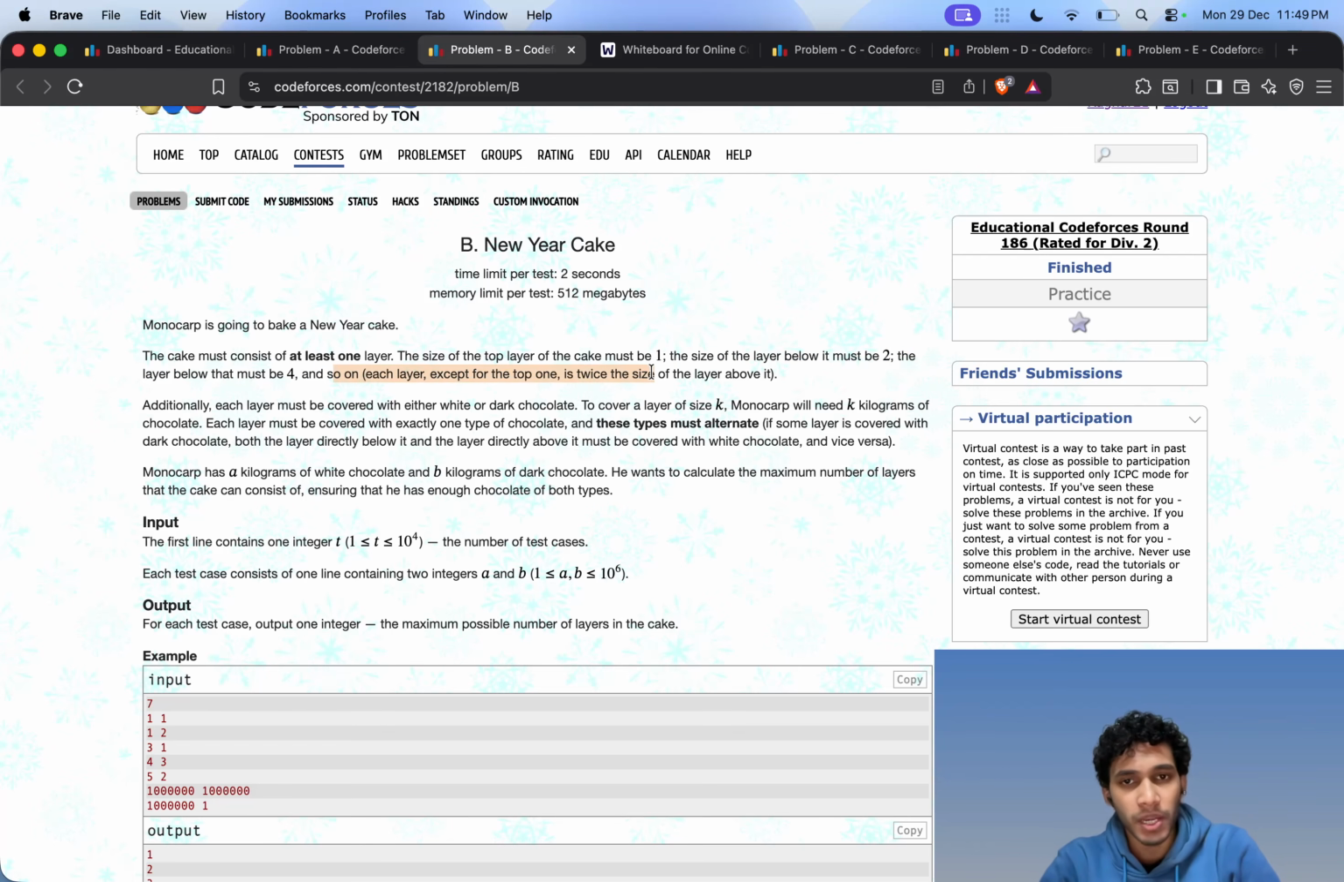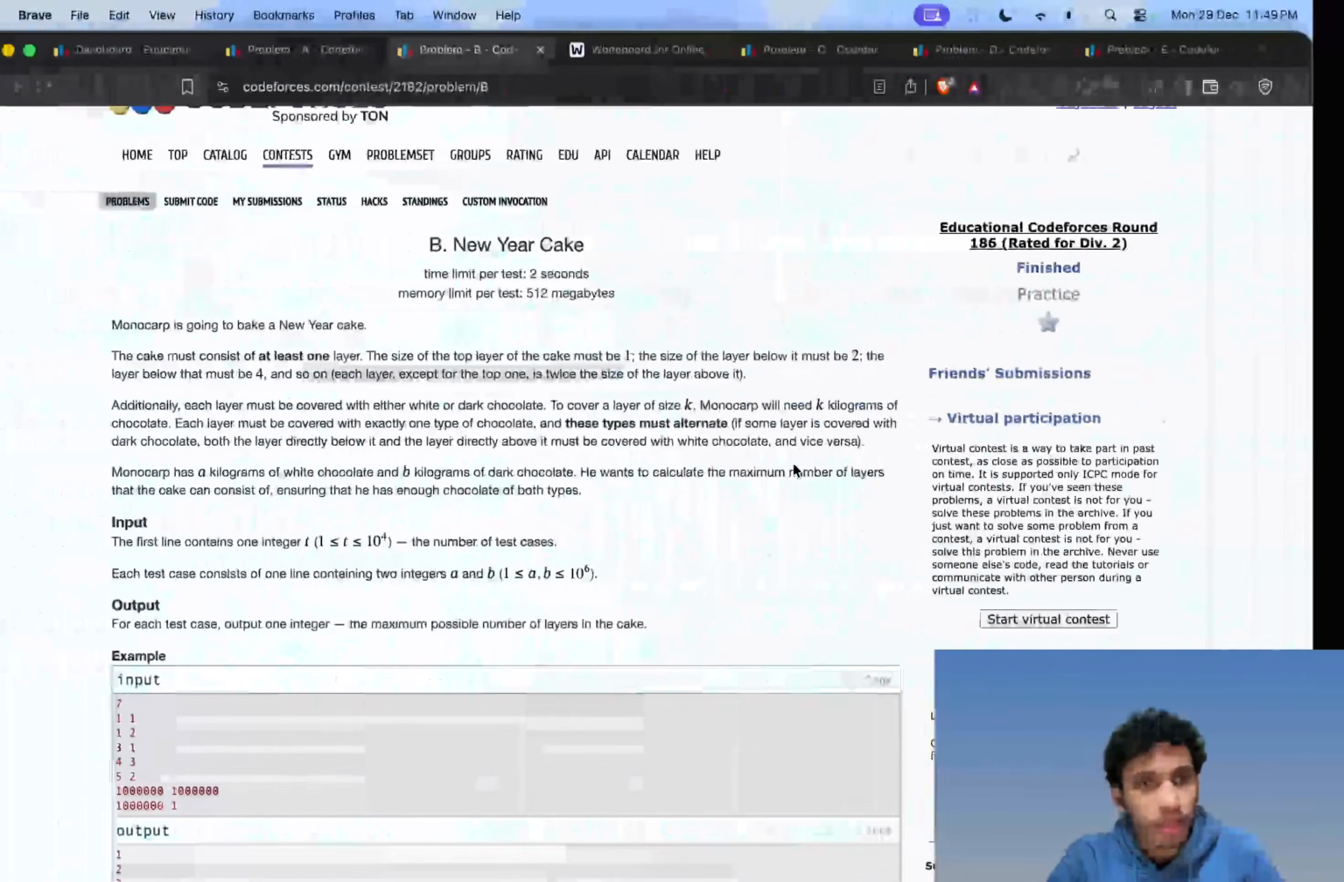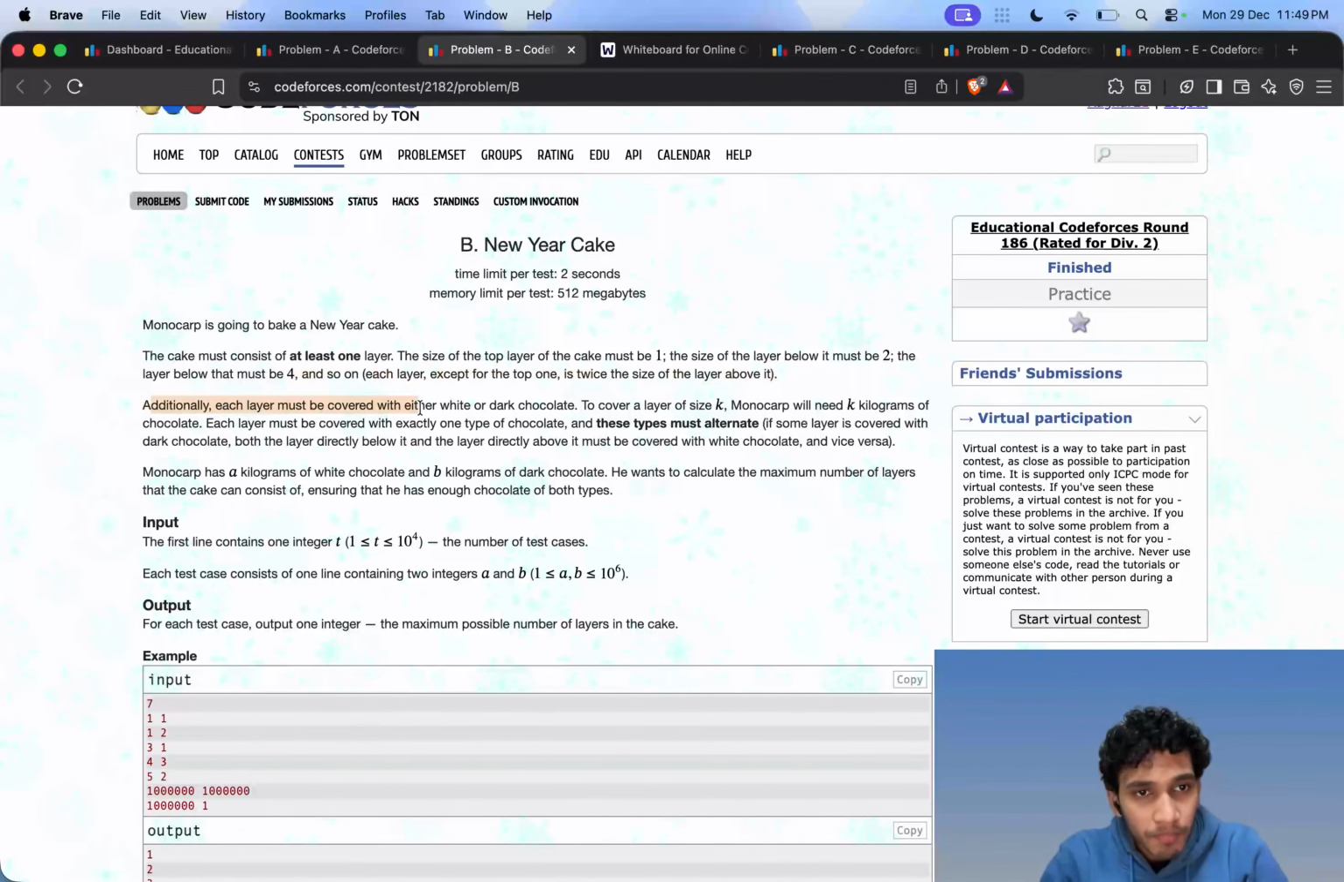What does so on mean? The size of the ith layer is twice the size of the (i minus 1)th layer. Okay. So additionally, each layer must be covered with either white or dark chocolate. To cover a layer of size k, Monocrab will need k kilograms of chocolate. Each layer must be covered with exactly one type of chocolate, and these types must alternate.